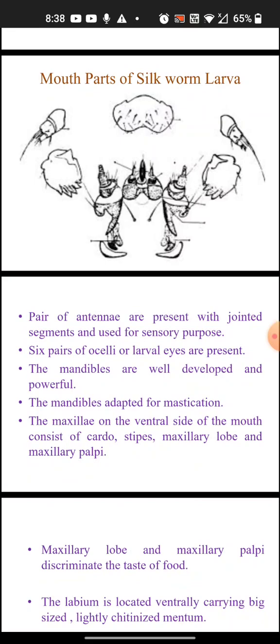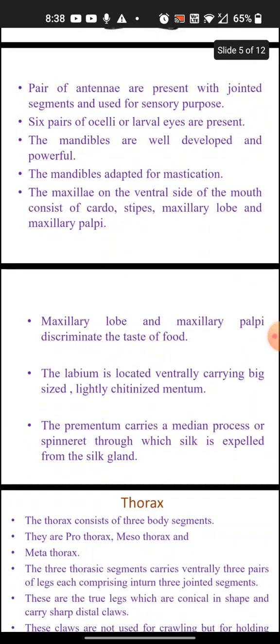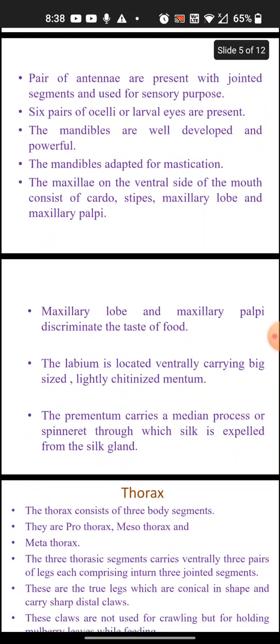The mandibles are adapted for mastication. The maxillae on the ventral side of the mouth consist of cardo, stipes, maxillary lobe, and maxillary palpi. Maxillary lobe and maxillary palpi discriminate the taste of food. The labium is located ventrally, carrying thick-sized, lightly chitinized mentum. The prementum carries a median process or spinneret, through which silk is expelled from the silk gland.